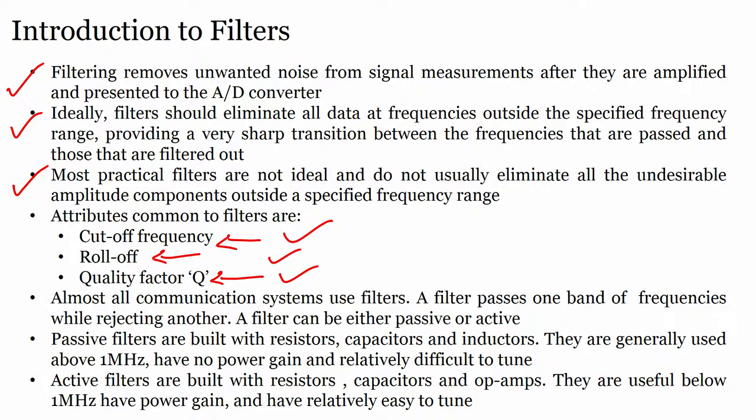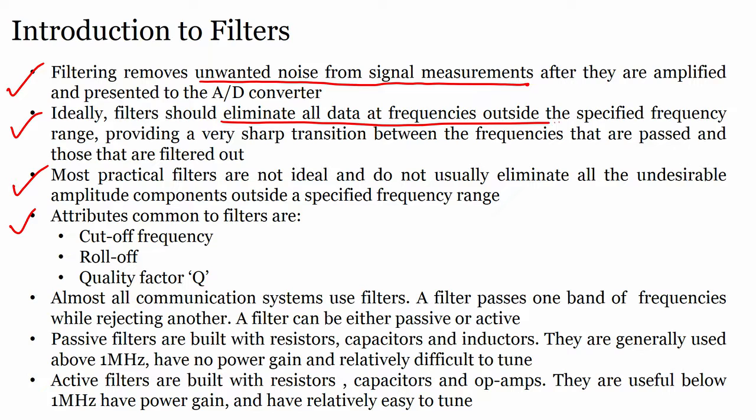Now, what we have seen until here: first, a filter removes unwanted noise from signal measurements, that is a roll off filter. Second, it should eliminate all the data frequencies outside the specified range of frequencies. Third, it should have a very sharp transition between frequencies that are passed and those that are filtered out. Fourth, ideally they do not usually eliminate all the undesirable frequencies. This is what we have understood about the filters. Then we have seen the attributes common to filters, three attributes: cutoff frequency, roll off and quality factor.